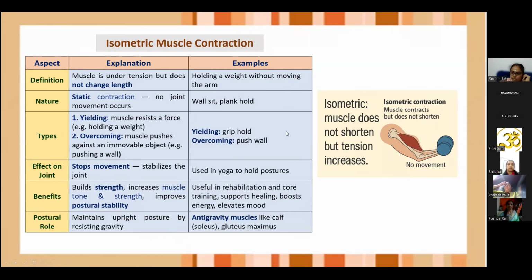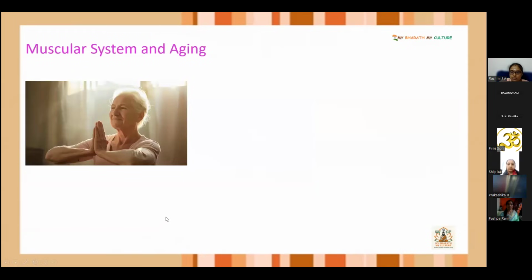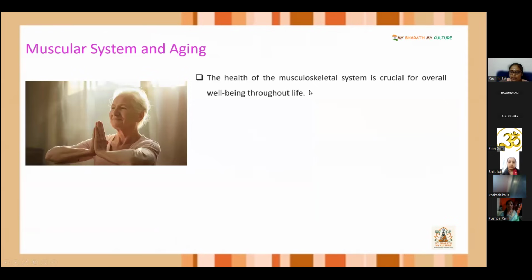Then you have the postural role, where it is used in upright posture, resisting the gravity. Then why is this very important? The health of the musculoskeletal system is crucial for overall well-being throughout life.